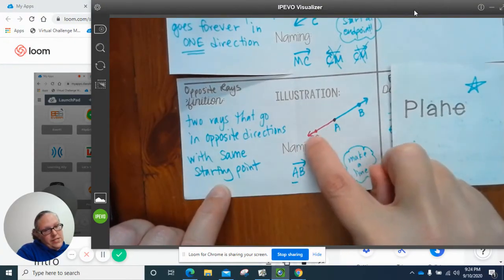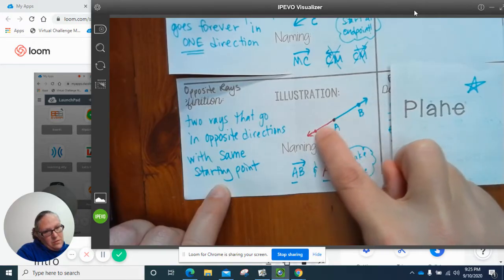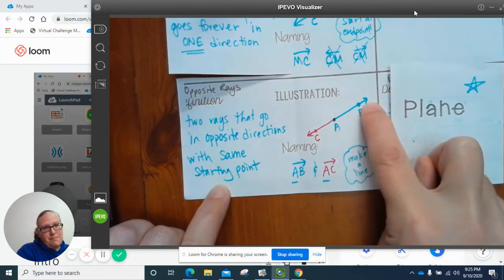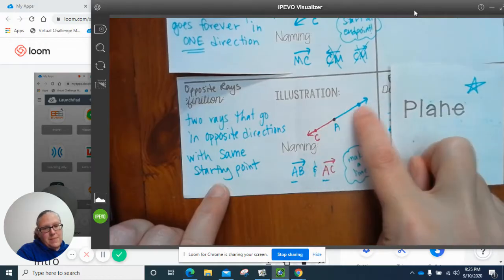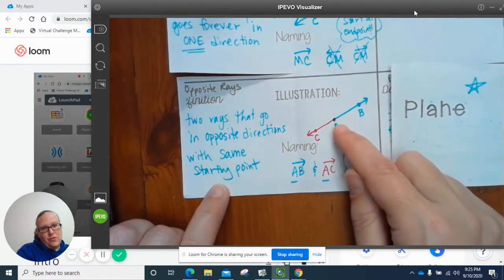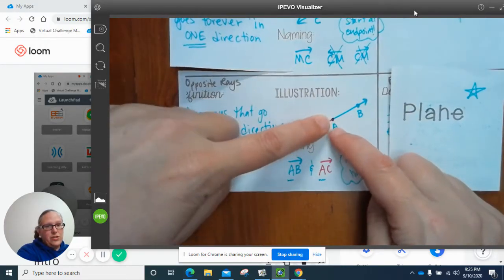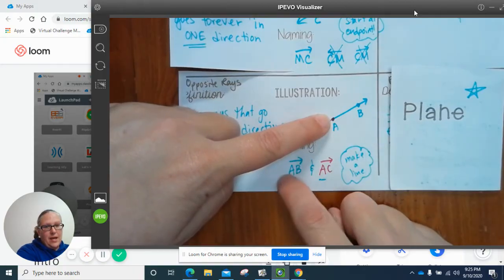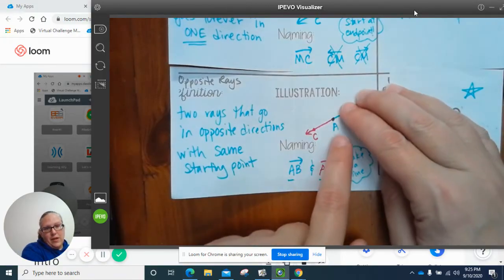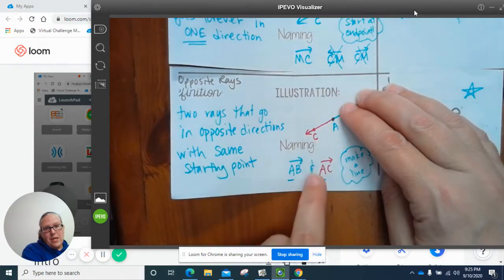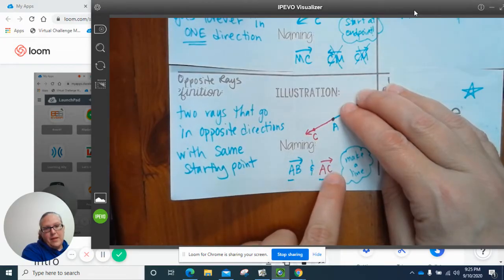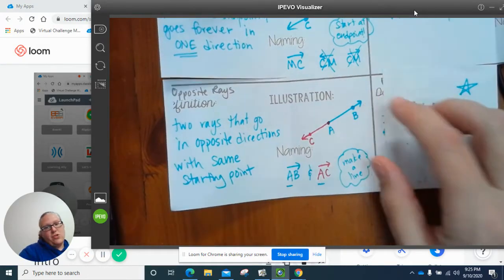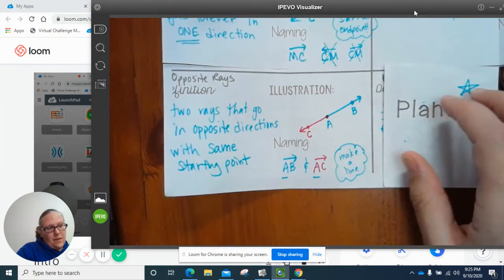And what does this look like? What do opposite rays make? Opposite rays make a straight line. So going from A to B is the first ray, ray AB. Going the other way, starting at A, going through C is ray AC. And together they make a straight line.